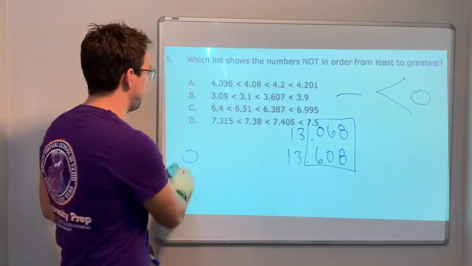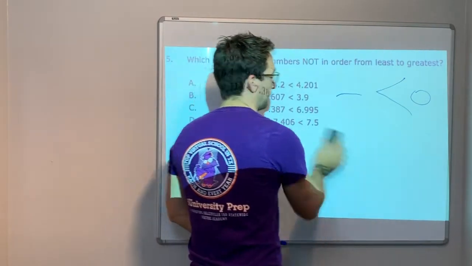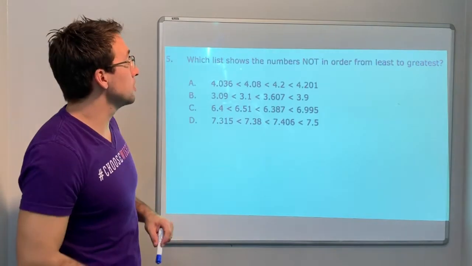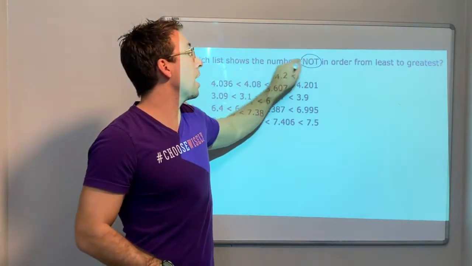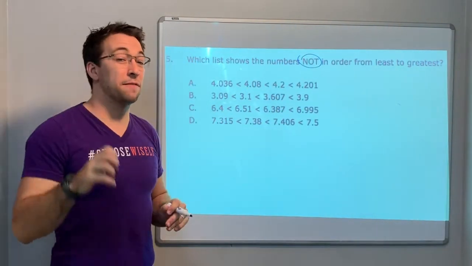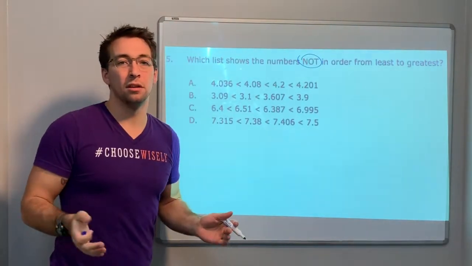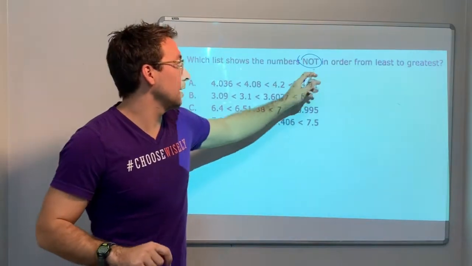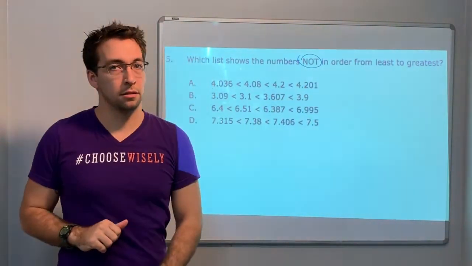Number 5. Which list shows these numbers not in order from least to greatest? Anytime you're taking the test, if there's a not, please circle it. When you're taking the STAR test, circle the not. So just focus. It's not in order from least to greatest.